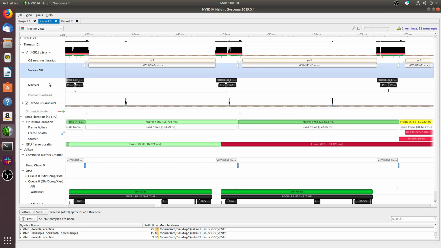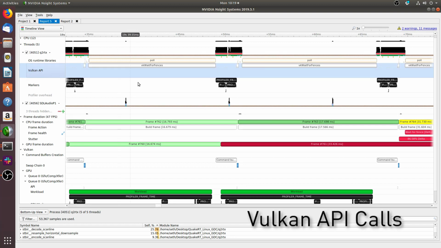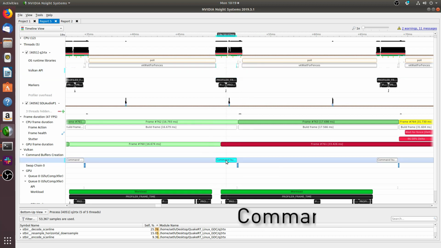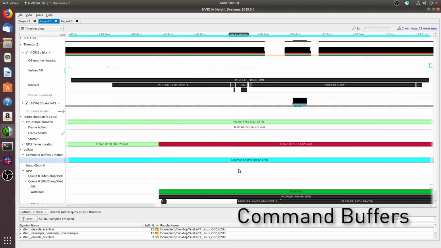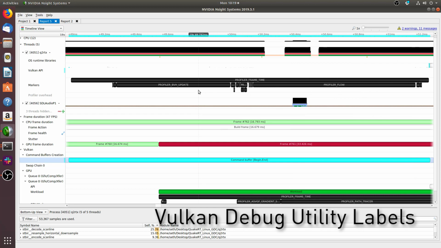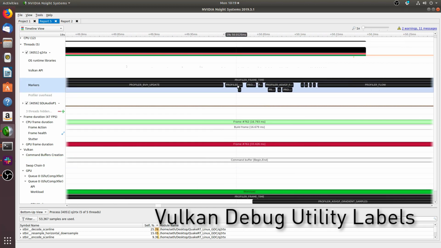Starting on the CPU side, important Vulkan API calls can be viewed for each thread, including queue submits and presents. Vulkan command buffer creation can now be visualized, helping you to improve multi-threaded command buffer creation and submission. Additionally, Vulkan debug utility labels can be visualized in the markers row to annotate the important parts of your command buffers.